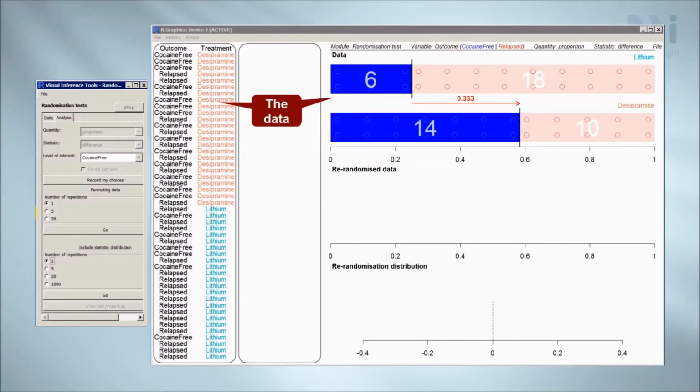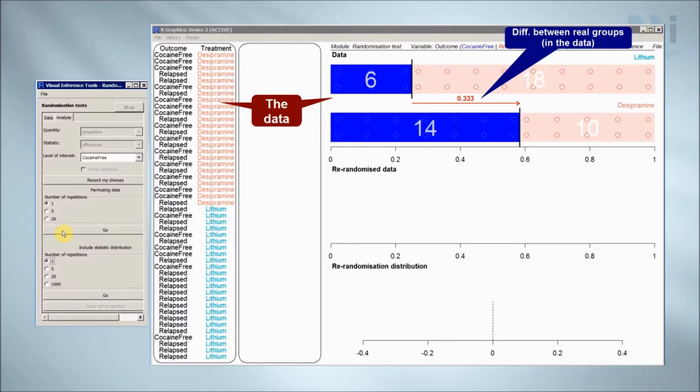Here we're seeing the data from just the two drug groups. On the right, they're plotted with segmented bars. The blue segments tell us how many in each group were cocaine-free, and the pink segments tell us how many relapsed. The scale uses proportions between 0 and 1. So we see that a proportion of about 0.25, 25%, in the lithium group remained cocaine-free, compared to nearly 0.6, or 60%, in the dizipramine group. Could the luck of the randomisation draw produce a difference this big?